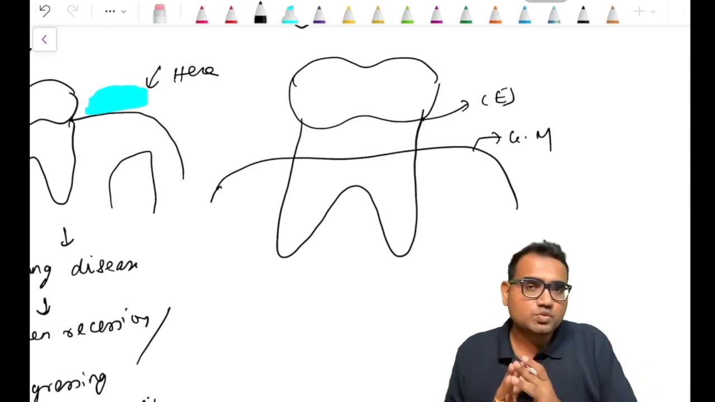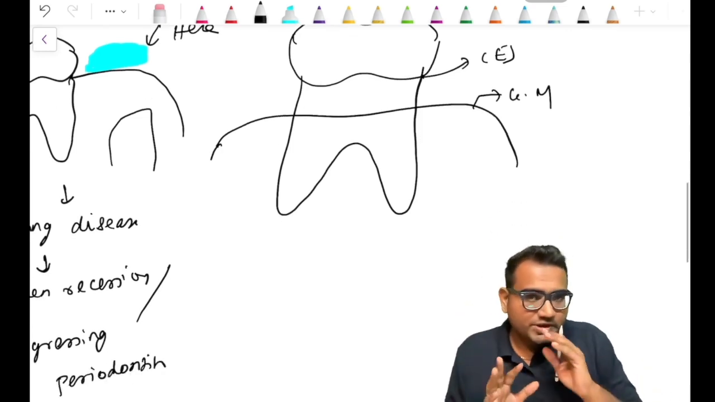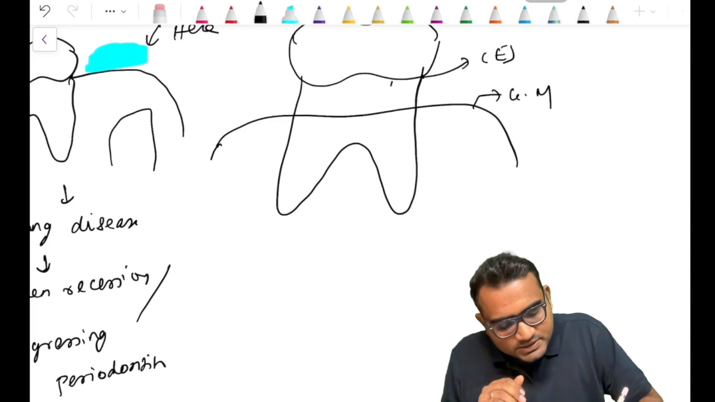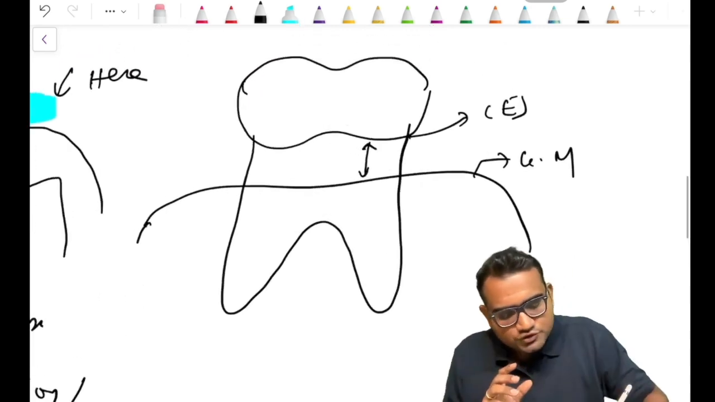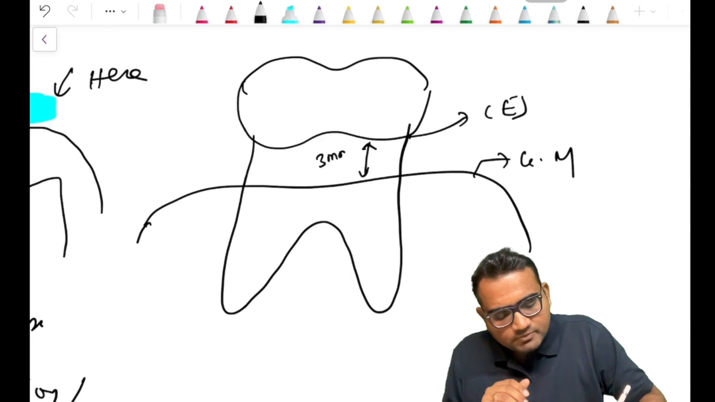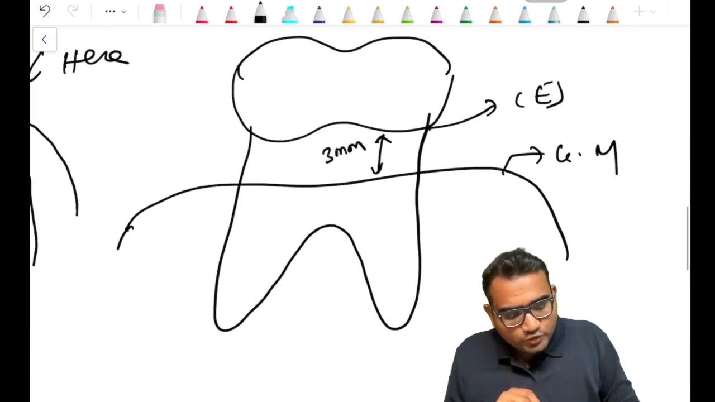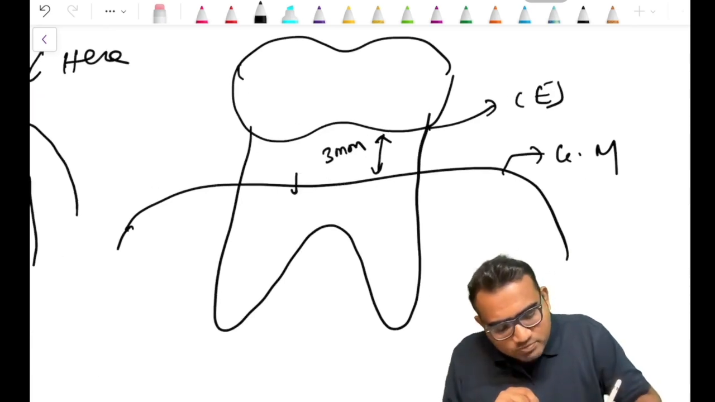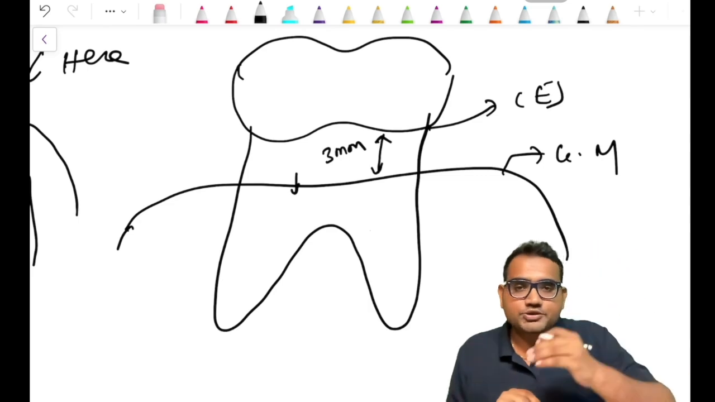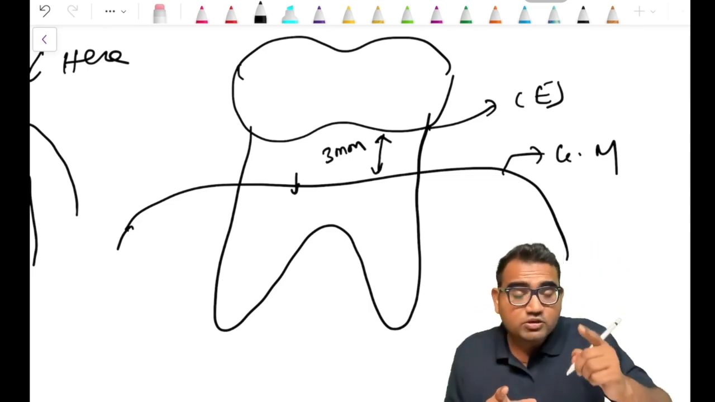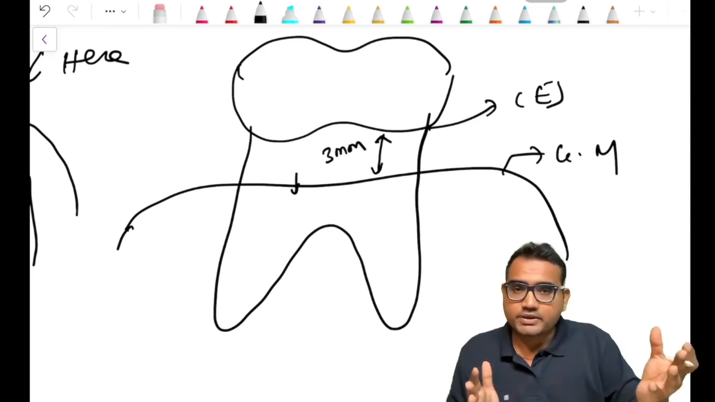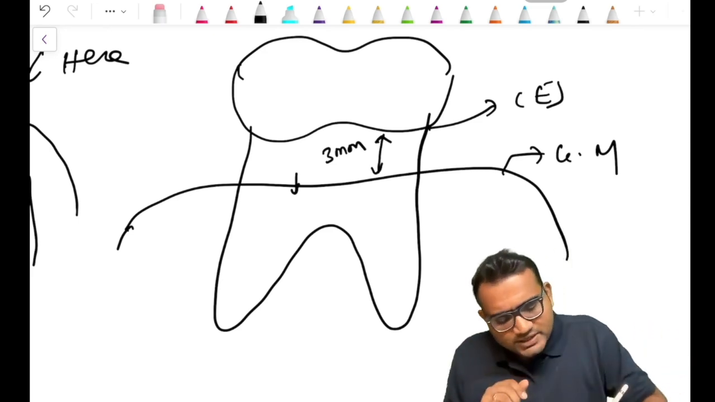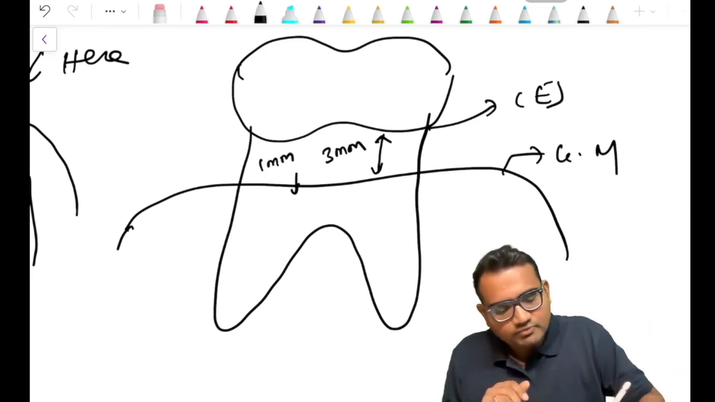So in these patients, what I'm going to do is measure the distance from the CEJ to the gingival margin. Let us assume it is 3 mm. And then I'm going to insert the probe and do a probing depth measurement. Say for example, these patients can have any amount of probing depth, 1, 2, 3, 4, anything, but not 0. So let us assume the probing depth is 1 mm.